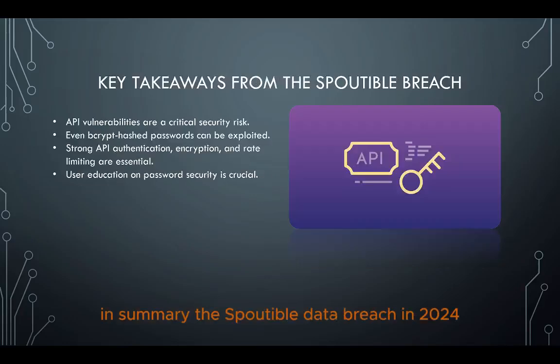In summary, the Spoutible data breach in 2024 was a reminder of how crucial it is to secure APIs. While the use of bcrypt protects users' passwords to some extent, the breach still put users' personal information at risk. By implementing stronger API authentication, enforcing better security practices, and being transparent in their response, Spoutible could have reduced the damage caused by this breach.